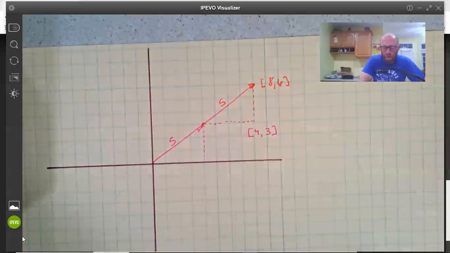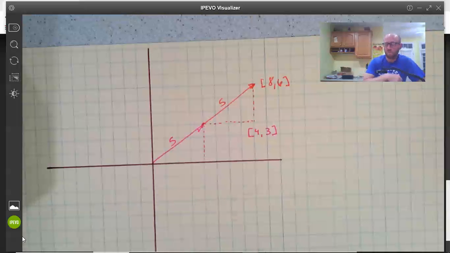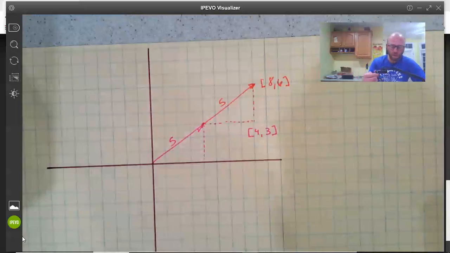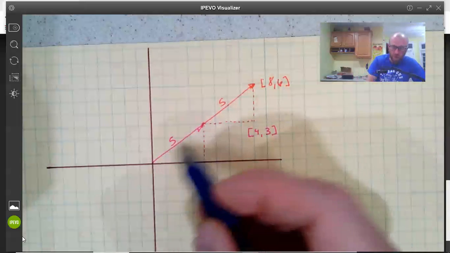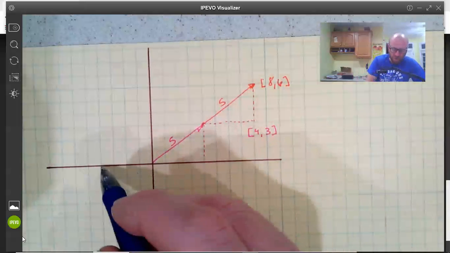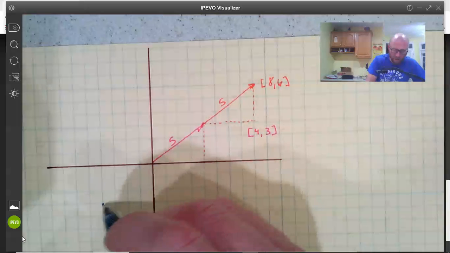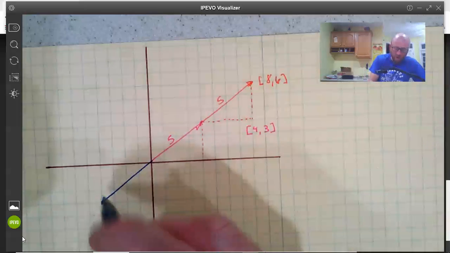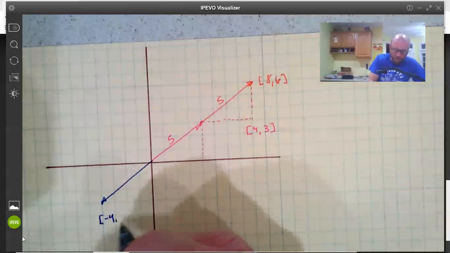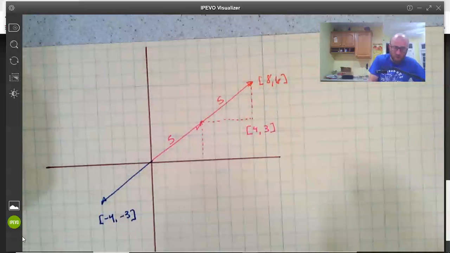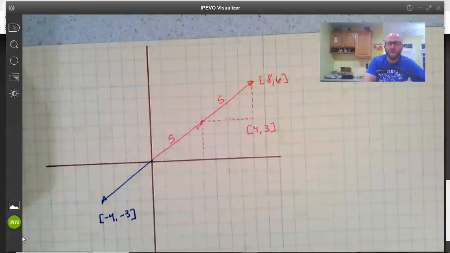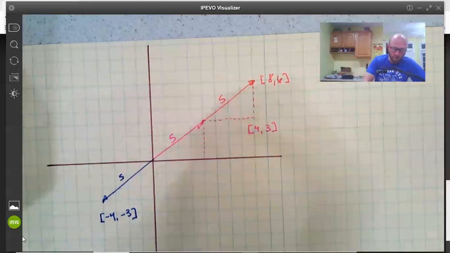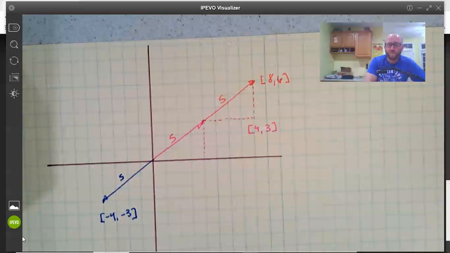Okay? Or what if I wanted to have a vector that was going in the opposite direction, but the same length? So I could go, well, kind of keep along this line here. I would go 1, 2, 3, 4 back, and 3 down. And I would have the vector -4, -3. And that vector is also 5 units in the opposite direction.